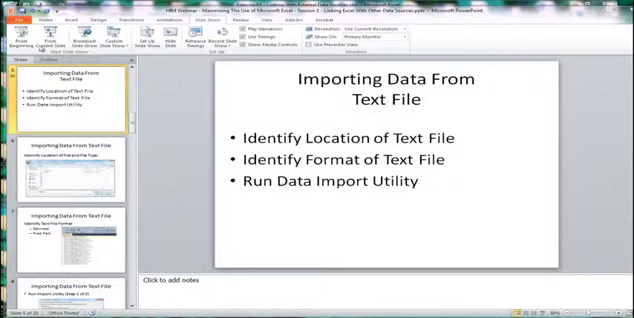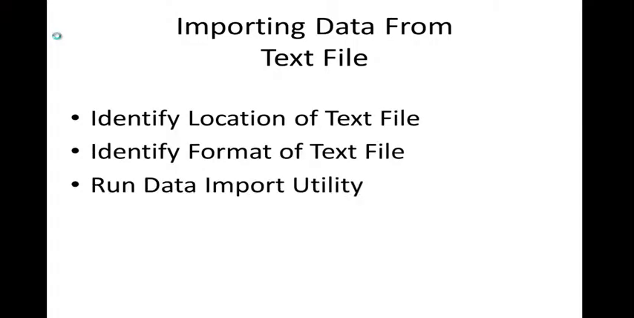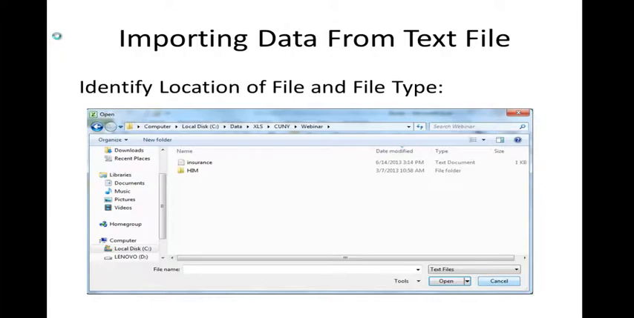So what I'll now do is I'll show you how we can pull the data. We're going to pull the data, we're going to identify the data as it comes across, and then we're going to run a data import utility, which will tell our Excel spreadsheet exactly how to set up the data. Now notice when we first pull over the data, I had said earlier that we have to identify a location of the file and the file type.